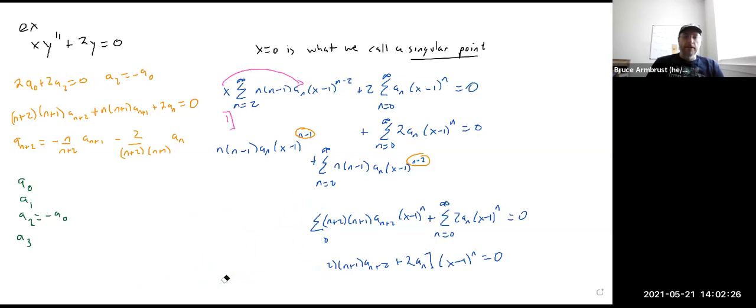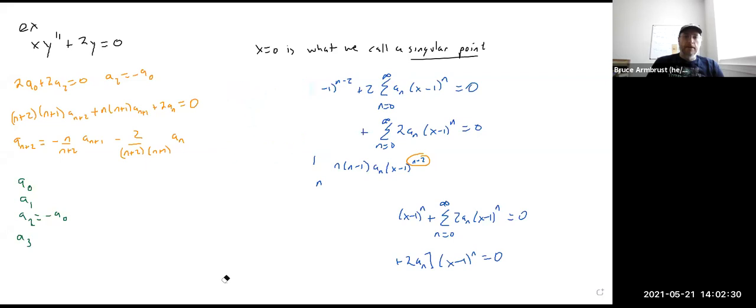So for a3, we're going to use the recursive relationship. Let's erase a little bit here real quick. Over here, we're going to plug in n equals 1. So a3 is going to be minus 1 third a sub 2 minus 2 sixths a sub 1. I just plugged in n equals 1, and that brought me here. So a3 is minus 1 third times a2. a2 is minus a0, so this is going to be 1 third a0 minus 1 third a1. So if you tell me a0 and a1, I now know a3.